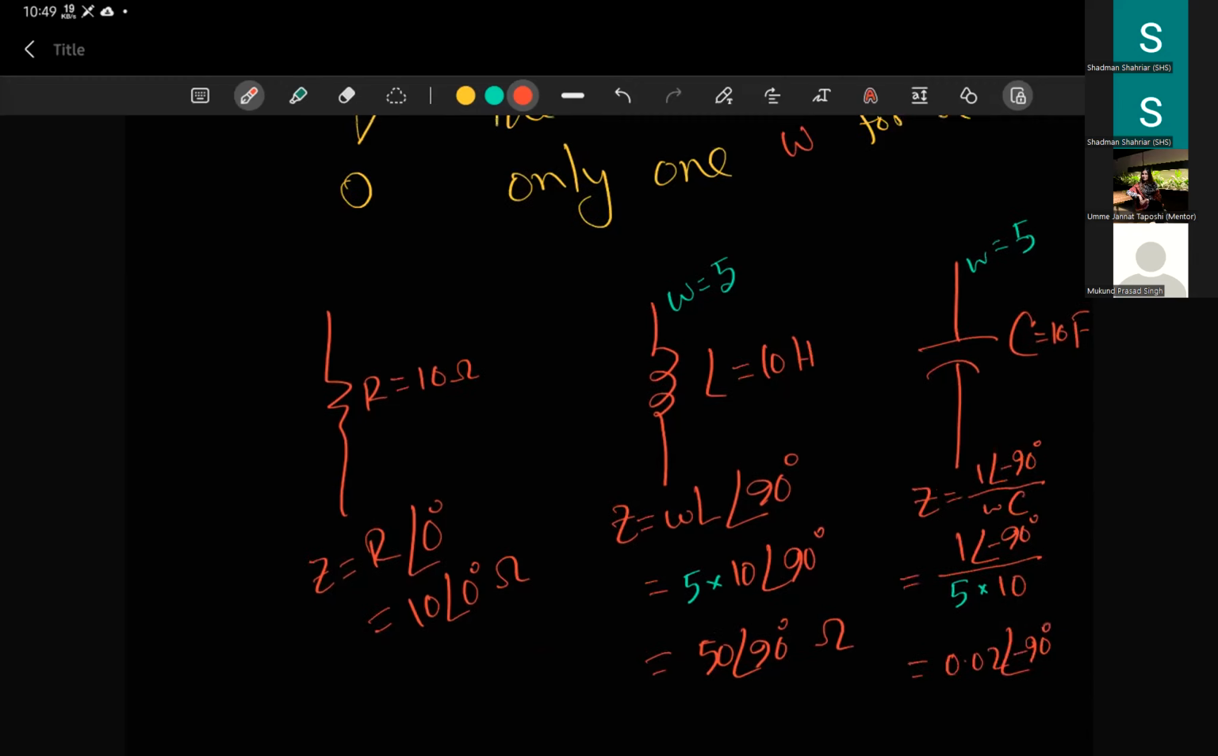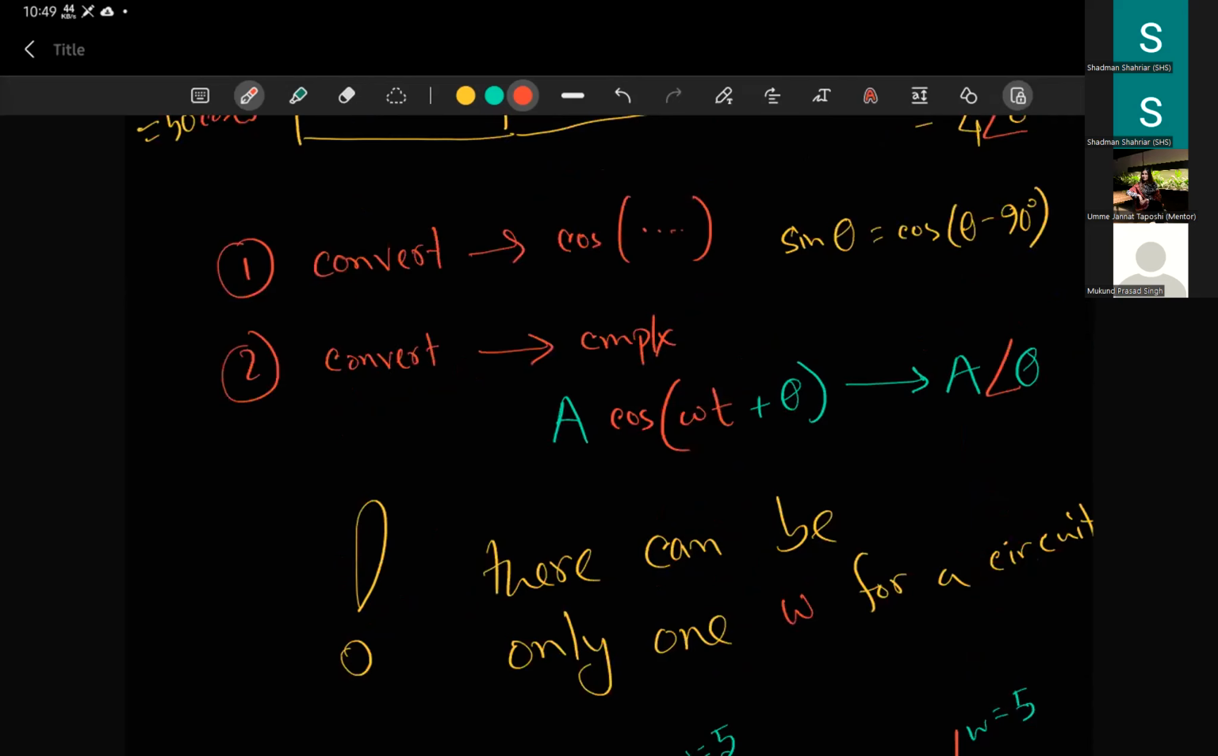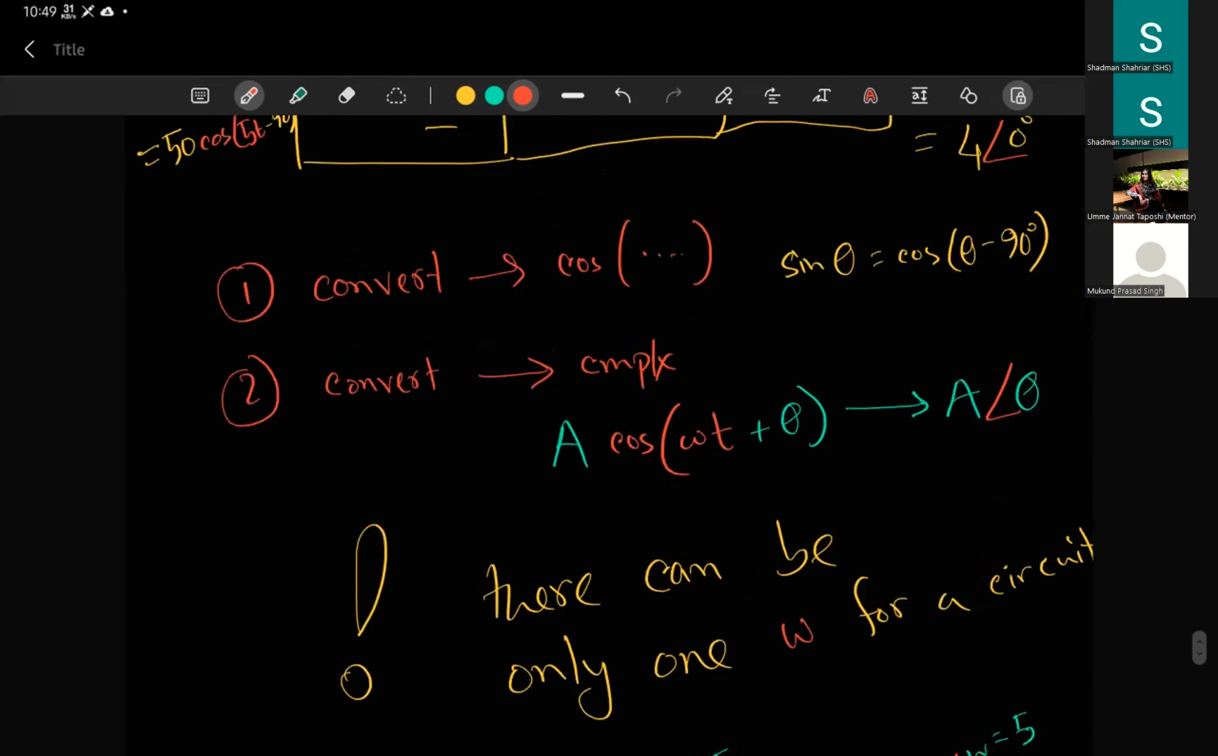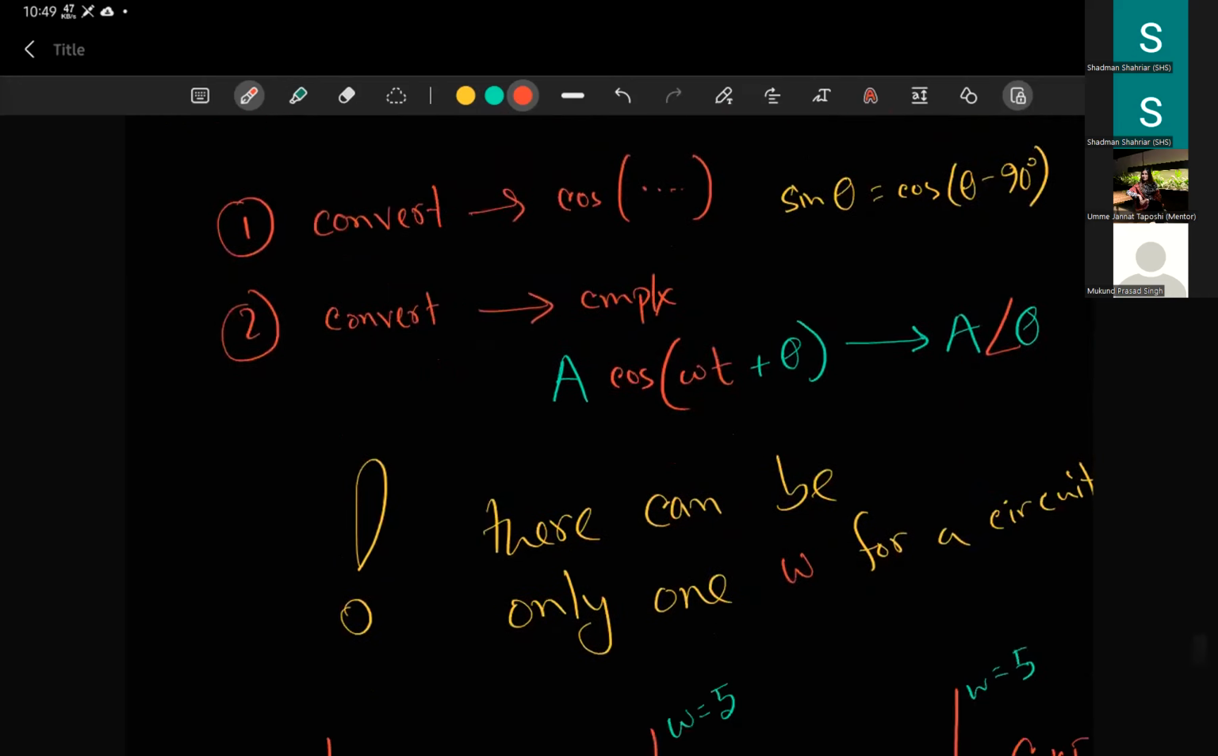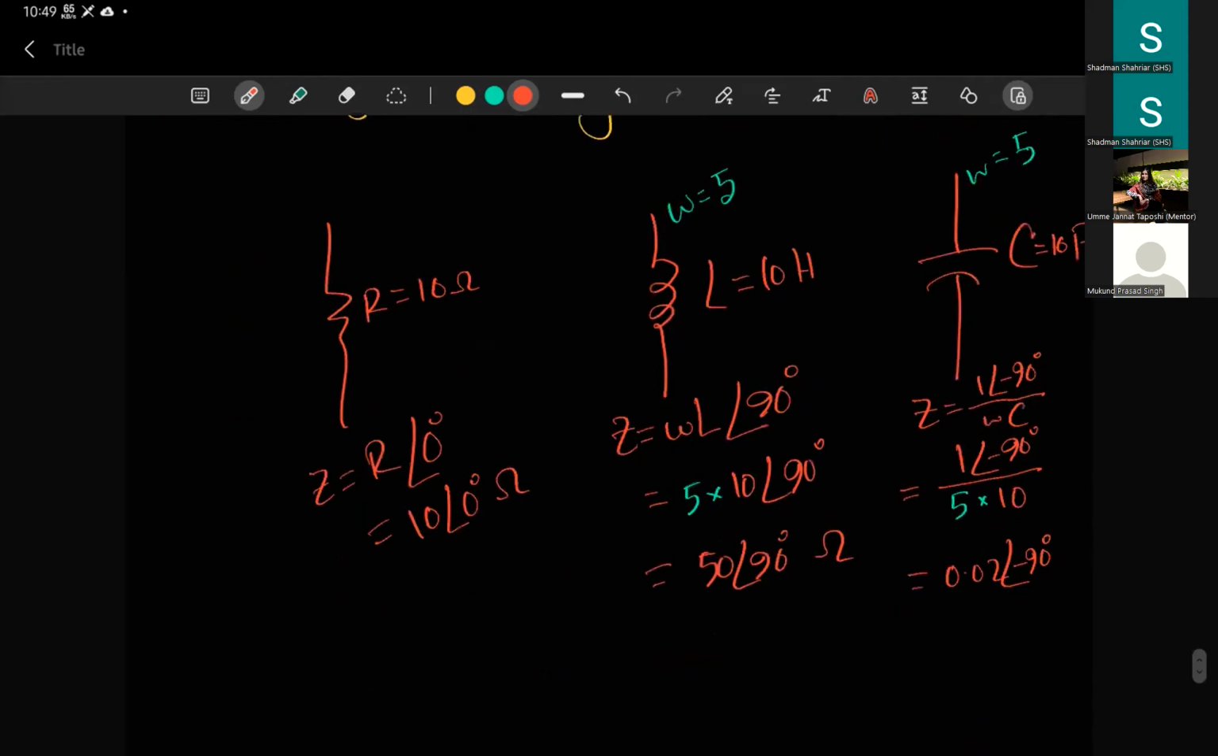Okay. So if you have a complex number, this is how you can. So if you have voltage sources and current sources, you convert them from cosine, sine, cosine to angle degree. But if you have RLC, that is resistance, inductors, or capacitors, you basically use these formulas.